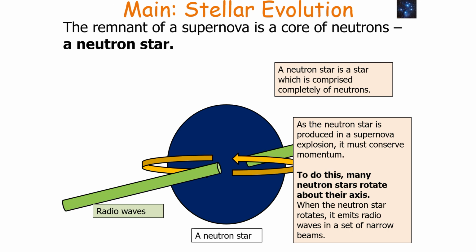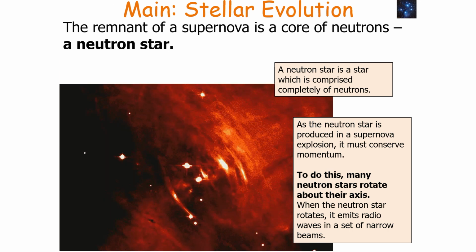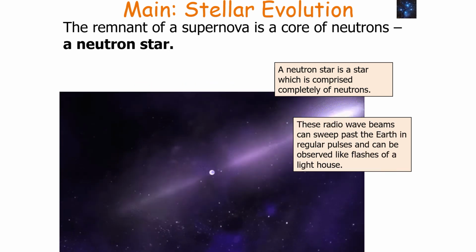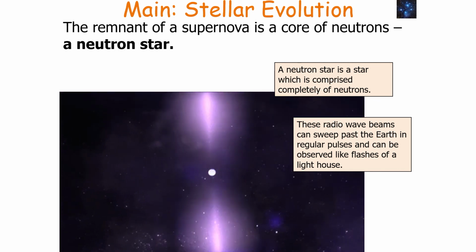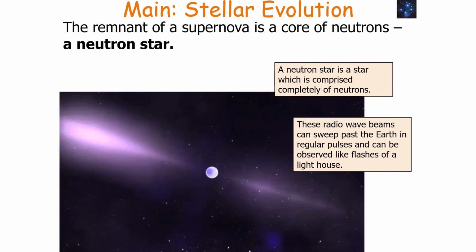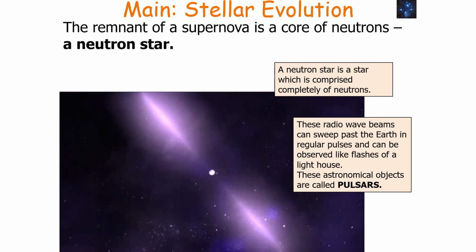Now, when this happens, it will emit radio waves in a set of narrow bands as shown in this particular animation. So you can see that the radio wave beams can sweep past the Earth in regular pulses and can be observed like flashes of a lighthouse. So we call these objects pulsars.